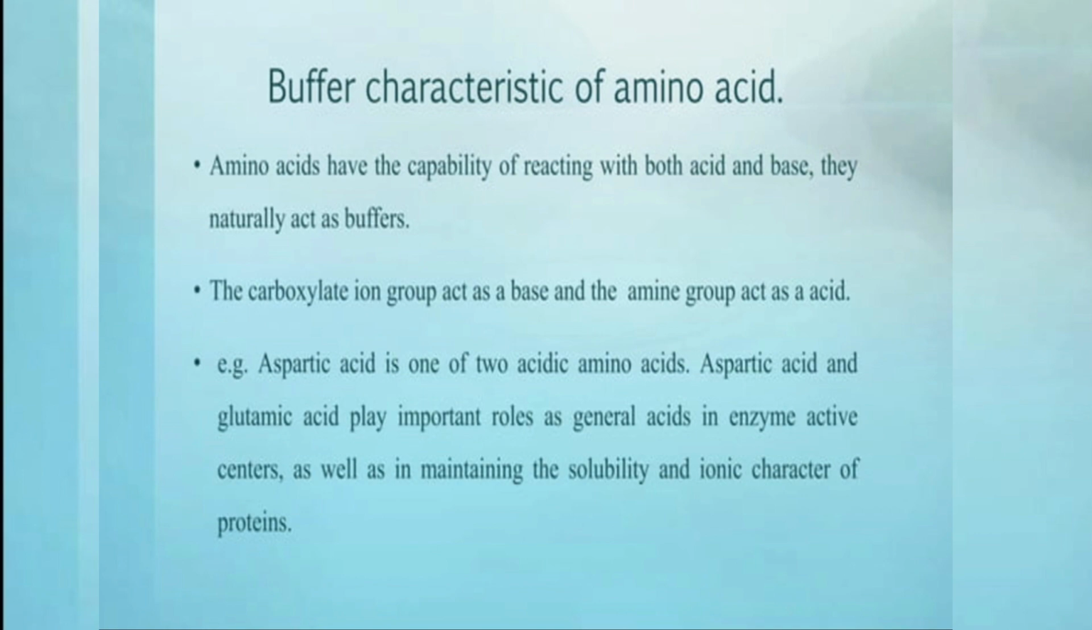Buffer characteristics of amino acids. Amino acids have the capability of reacting with both acid and base, so they naturally act as buffers. The carboxylate ion group acts as a base and the amino group acts as an acid. Example of buffer characteristics in amino acids: aspartic acid, one of two acidic amino acids. Aspartic acid and glutamic acid play an important role as general acids in enzyme active centers, as well as in maintaining the solubility and ionic characteristics of proteins.